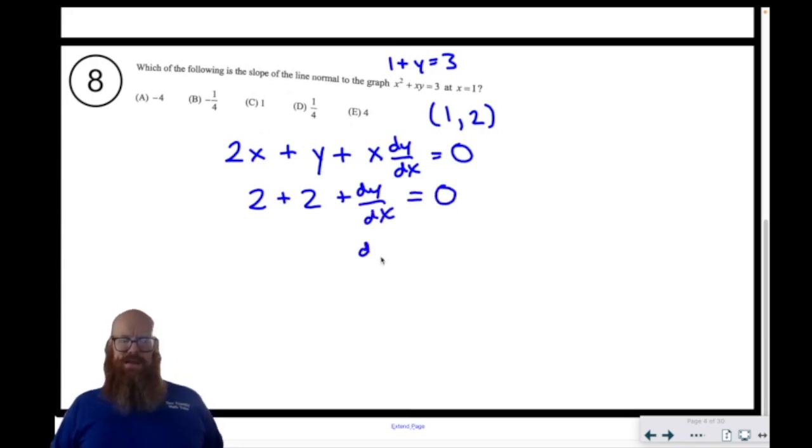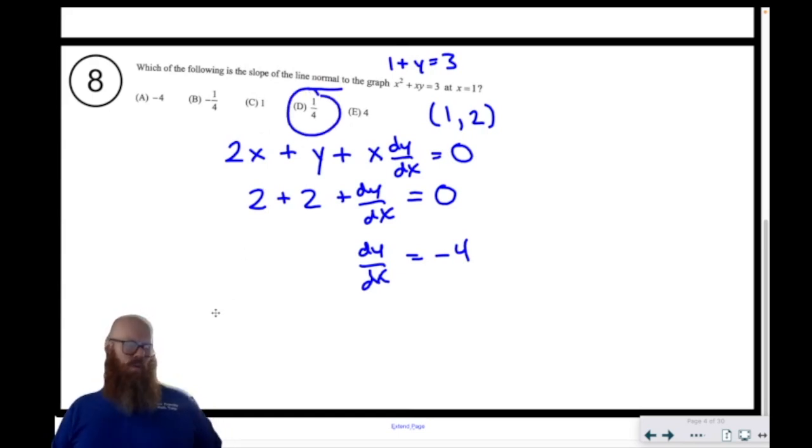Solve for dy dx. I'm hoping we're all solid with our algebra. Bring the 4 over. I get -4. So it looks like the answer is A. But wait, let's remember they said the normal line. The normal line is the perpendicular line. So the opposite reciprocal, which is going to give us positive 1/4.